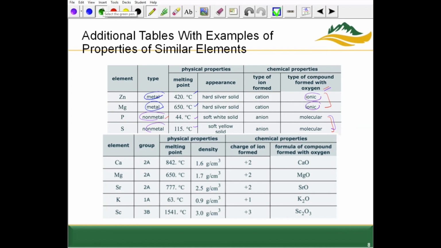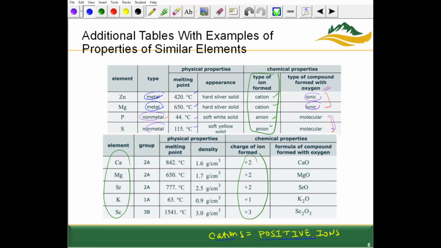Now, something we're going to get to next is this type of ion formed, where metals, you can see, form these cations. Nonmetals will form anions. These are all examples of metals, and they all form cations. So what do we think a cation might be? We're going to cover this a lot more in depth. Cations are positively charged ions.